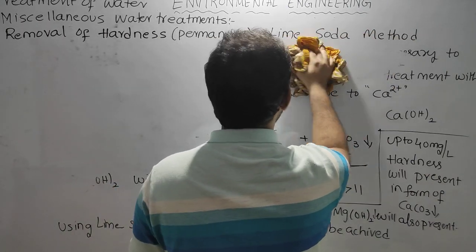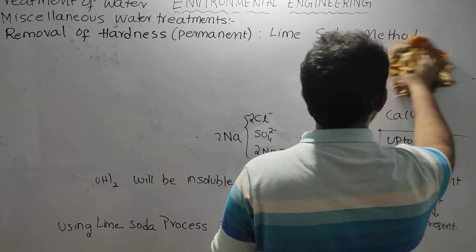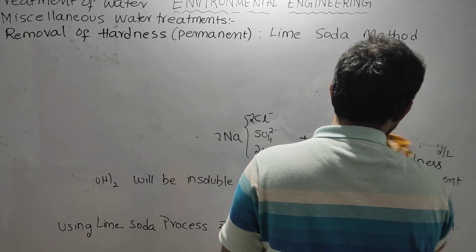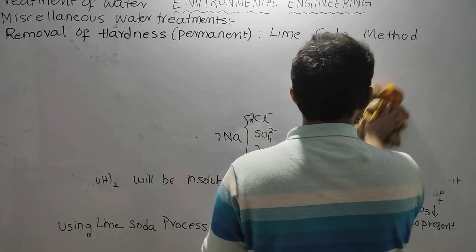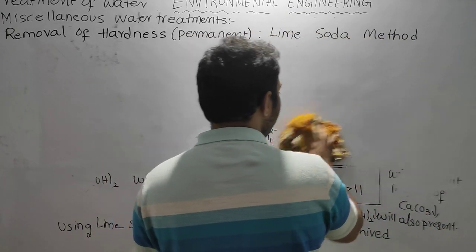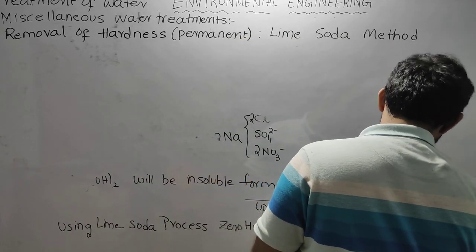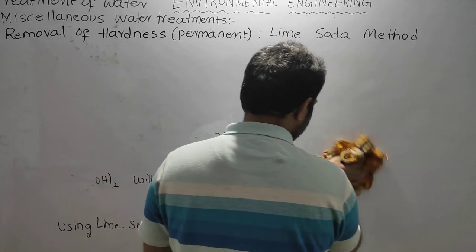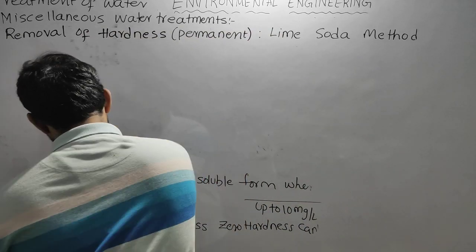So the problem associated with the lime soda process is that heavy sludge will form. Disposal of sludge is a big issue. Disposal of this precipitate is difficult, because if we use the same method for municipal water, that means every day we will get some amount of sludge out of this method. So where do we dispose all that sludge? So disposing of sludge is a big problem in the lime soda method.